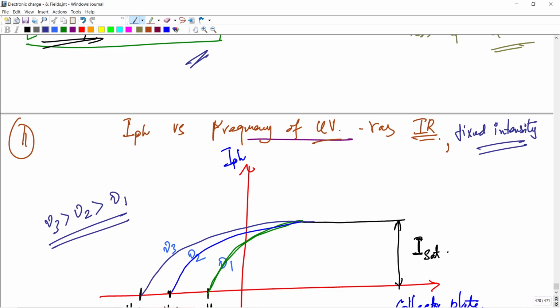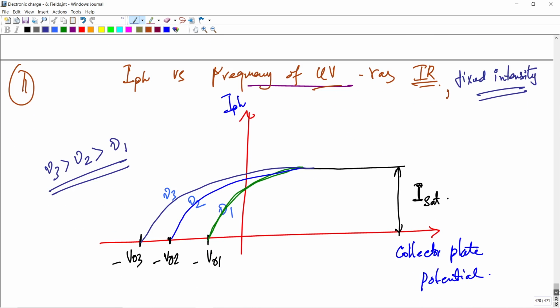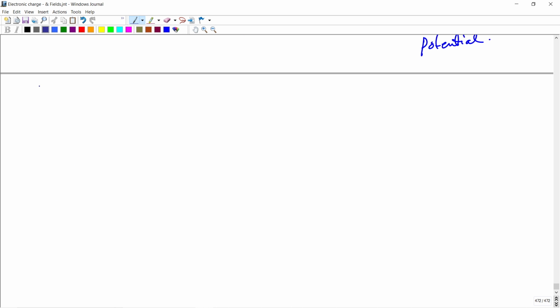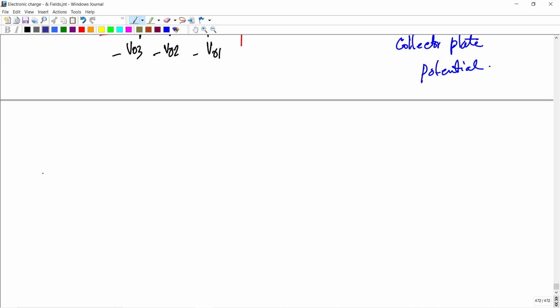So the energy depends on the frequency of the incident radiation.